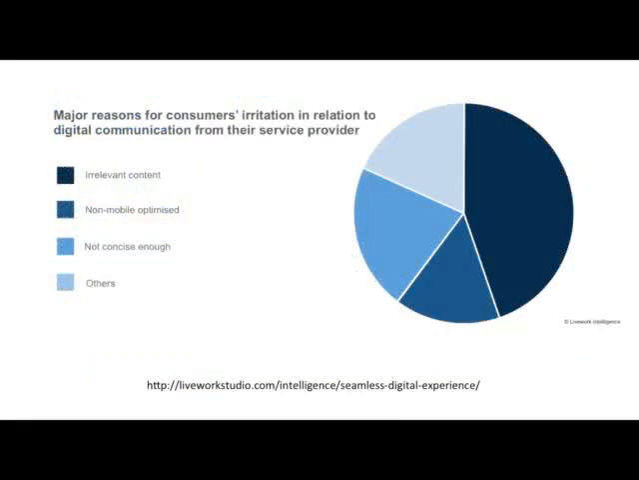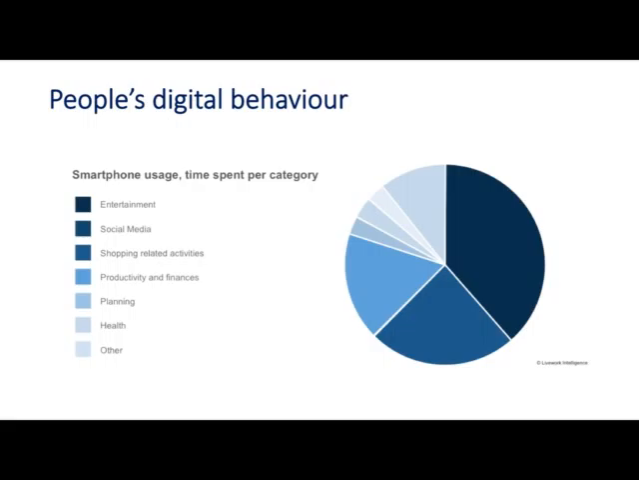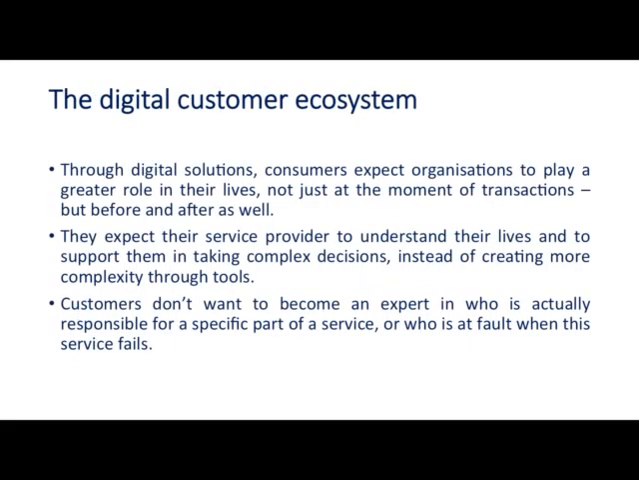So this pie chart here shows the major reason for consumers' irritation in relation to digital communications from their service provider. And as you can see, there is a high amount of people who would find that they're irritated whenever content is not relevant to them. In terms of digital behaviour, you can see here how people spend their time, particularly with smartphones. Quite a lot of that time is spent on entertainment and social media, so being able to infiltrate that time with your marketing message can be quite a challenge for businesses.